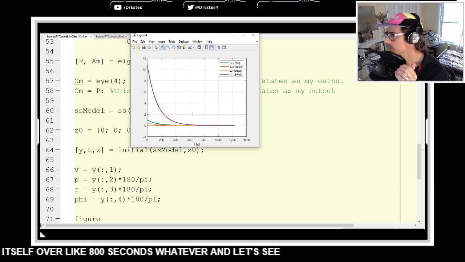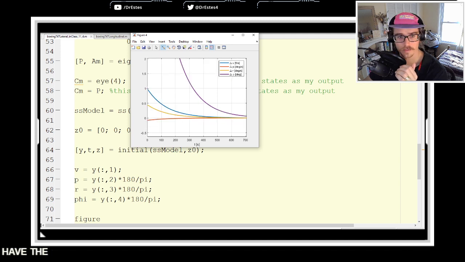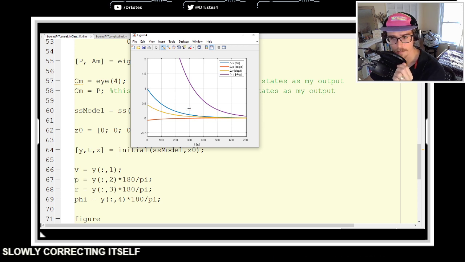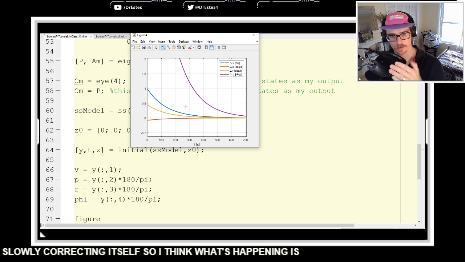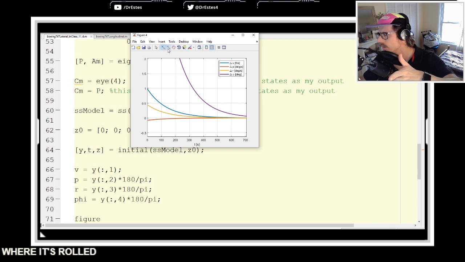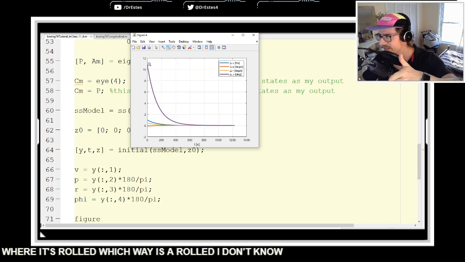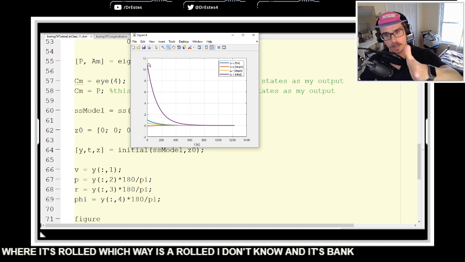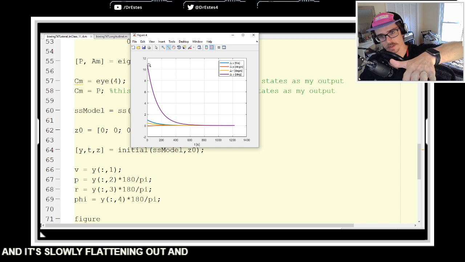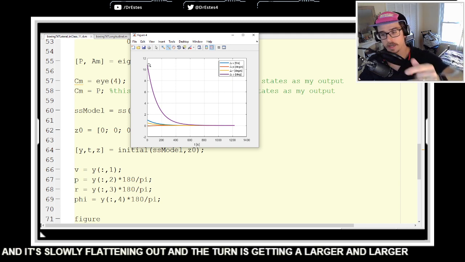And let's see what else is going on here. We have this side velocity that slowly corrects itself. And here's our yaw rate. It's slowly correcting itself. So I think what's happening is the aircraft is in a banked turn where it's rolled. Which way is it rolled? I don't know. I can't remember what positive roll angle means. But it's rolled to one side and it's banking in a turn, and it's slowly flattening out, and the turn is getting a larger and larger radius.